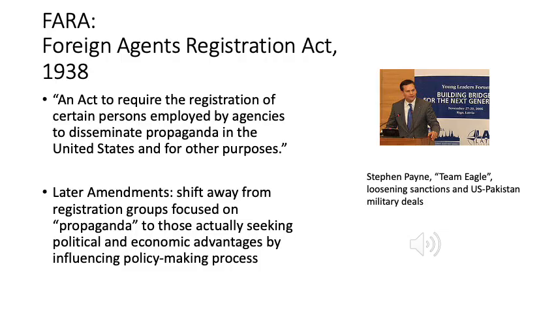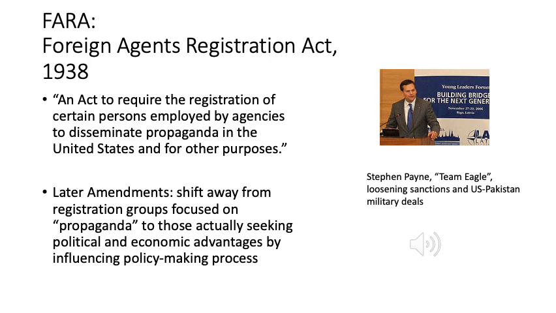Now, foreign governments also try to influence the U.S. government in Washington, D.C. through lobbying. In 1938, Congress passed the Foreign Agents Registration Act, FARA. It was essentially designed to make sure that anybody acting on behalf of a foreign government is registered.